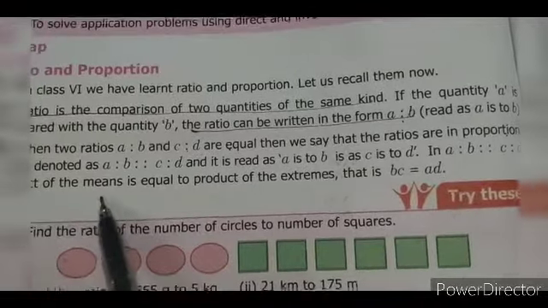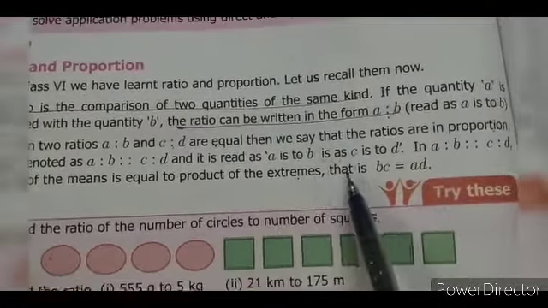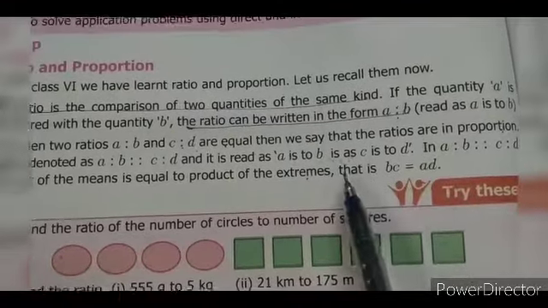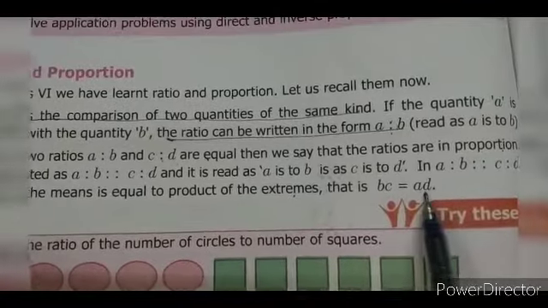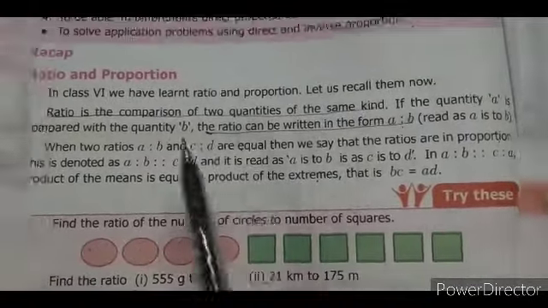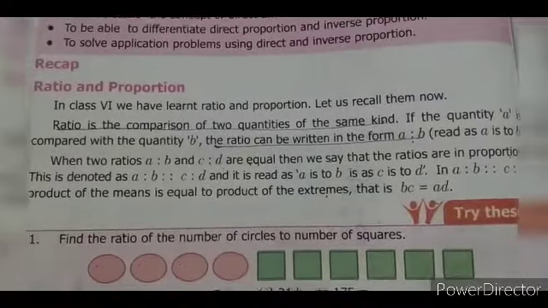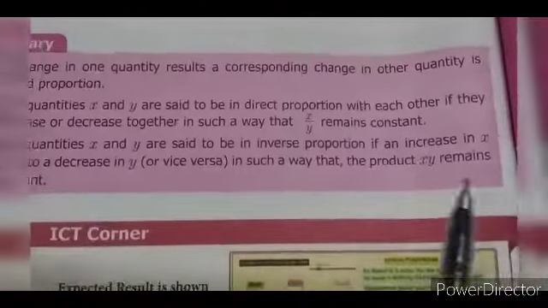So, the product of means is equal to the product of extremes, and that we can name as proportion. That is, BC is equal to AD. Now, under proportion, we are going to see what a direct proportion is and what an inverse proportion is, which are given as notes in page number 82.